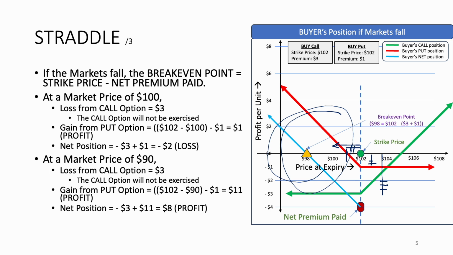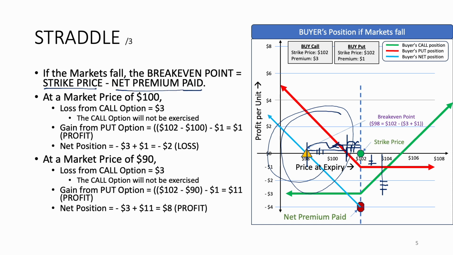So now you notice that this is the $1 which is the premium for the put option plus the $3 which is the premium for the call option which we have paid. So if the market falls by this amount plus this amount, then we break even. So the break-even point when the market falls is the strike price, which is the same strike price for the call option and the put option, minus the net premium paid.